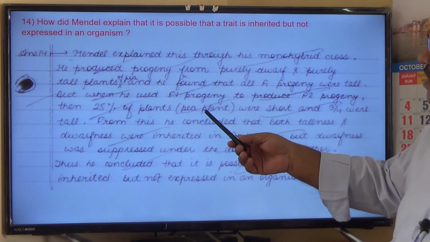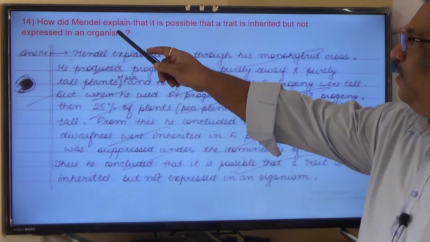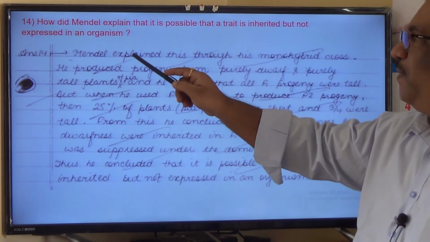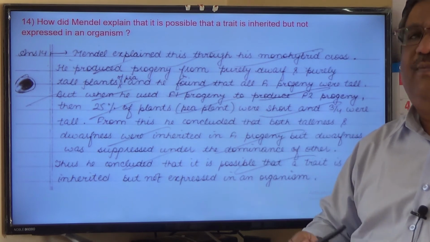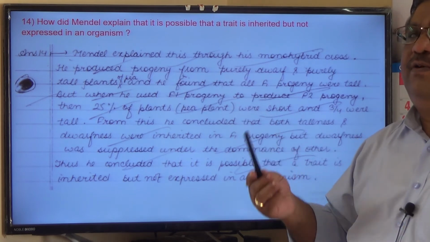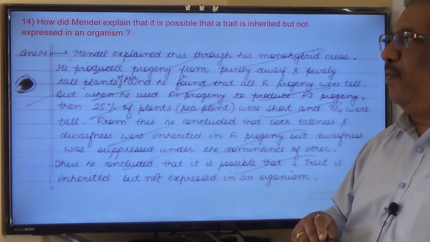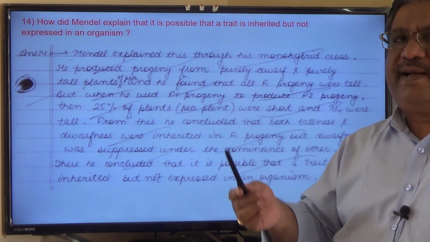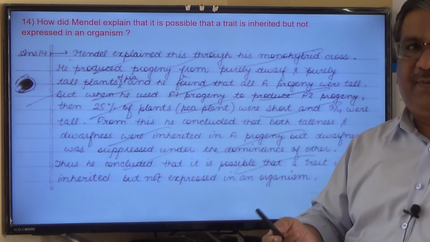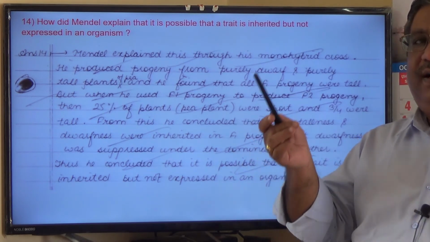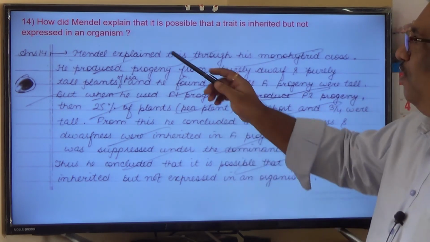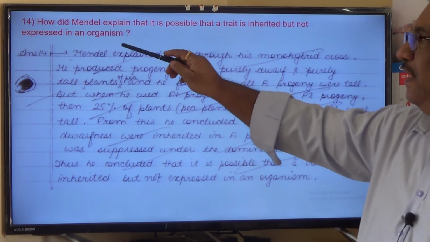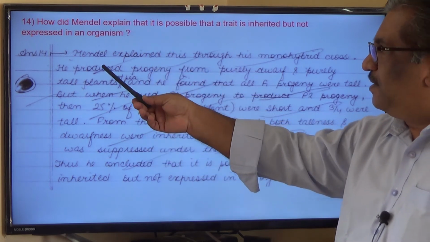So there is one question asked and a topper has answered. How did Mendel explain that it is possible that a trait is inherited but not expressed in an organism? This is a monohybrid experiment, because in F1 progeny of monohybrid experiment, all the plants will be of that kind where the traits are expressed and the recessive traits also will be there. So a monohybrid experiment is the one that explains the traits inherited are expressed in F1 progeny. So what he has written, let us see.